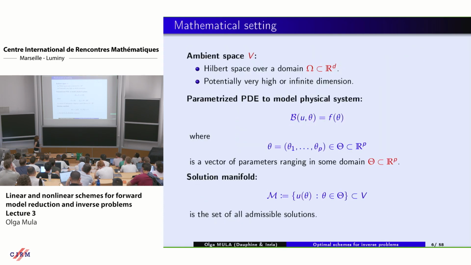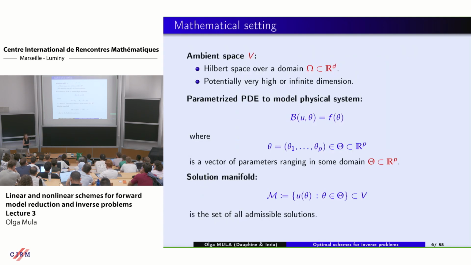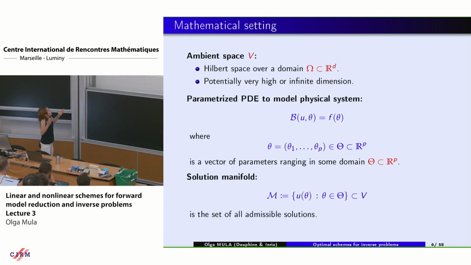So the mathematical setting in which we are going to work is the following. V is going to be our ambient Hilbert space. It is going to be posed over a spatial domain omega of Rd. In this example, omega is the ten square. And V can be, say, L2 of omega, H1 of omega, or a reproducing kernel Hilbert space. The catch is that this space is going to be potentially very high or infinite dimensional.